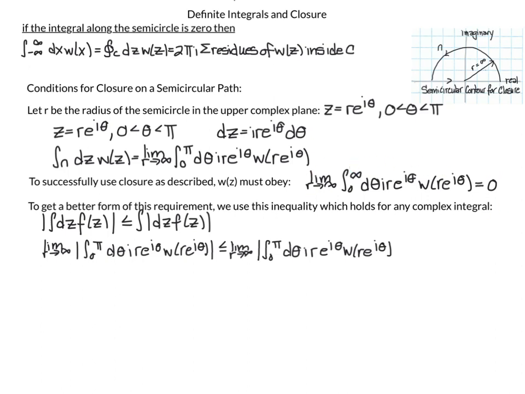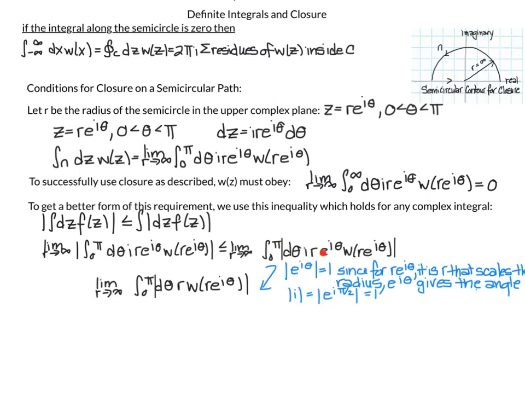Plugging in our integral, we have the limit as r approaches infinity of the absolute value of the integral from 0 to pi of d theta, i r e to the i theta, w of r e to the i theta, is less than or equal to the limit as r approaches infinity. Oh, our absolute value sign needs to move inside of the integral. So I wrote this incorrectly, and I'll need to fix that. Here I wrote the absolute value sign outside the integral, and here I've corrected it so it's inside the integral.